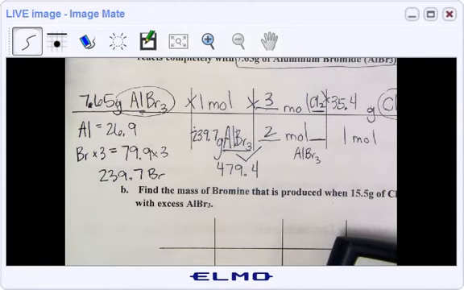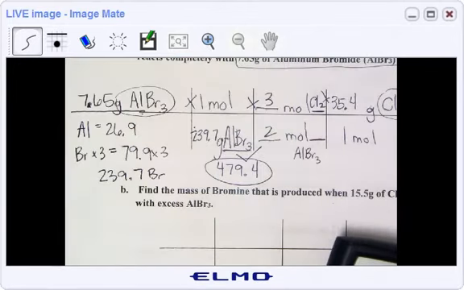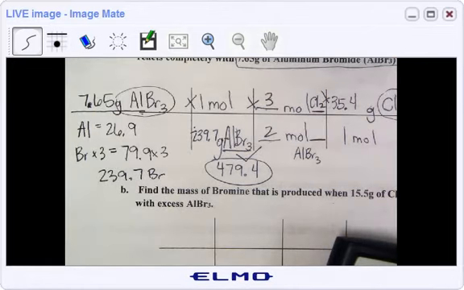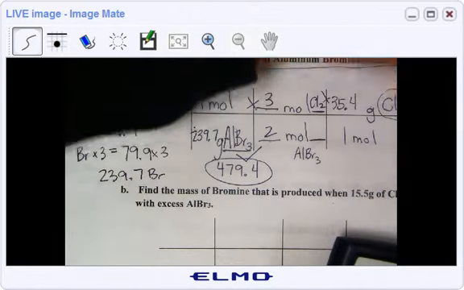0.65 times 3 times 35.4. For the top, you should get 812.43, and now you divide by the number on the bottom, 479.4. The final answer is 1.69. What was I looking for? Grams. Grams of Cl2.